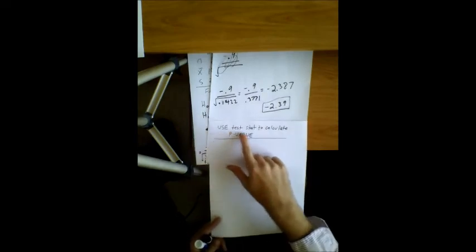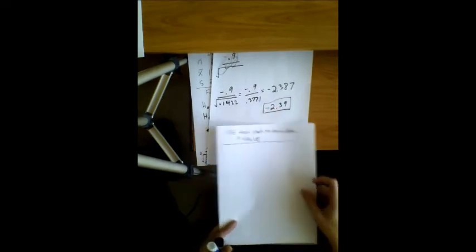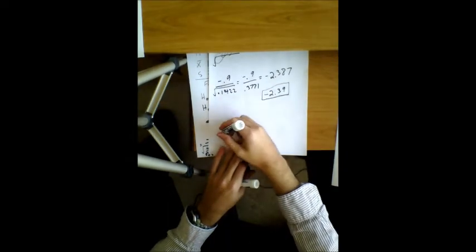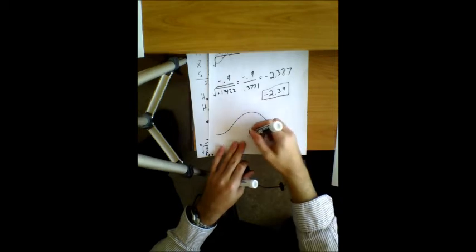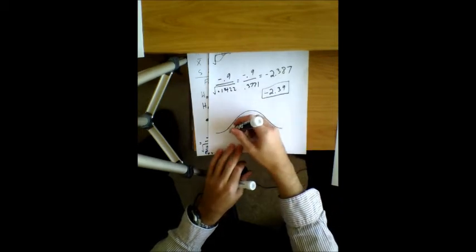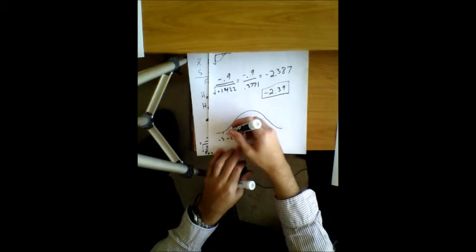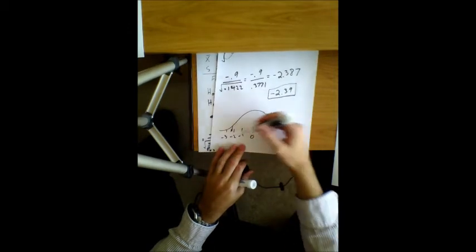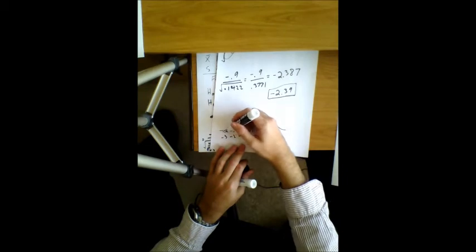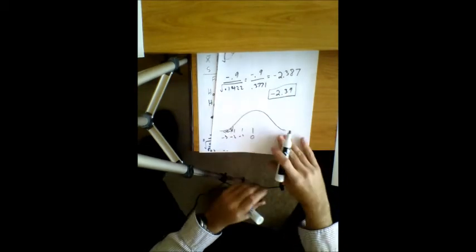The next question says, can we use this test statistic to find the p-value? Now, remember what's happening here. We've got this sort of thing going on with a 0 in the middle, 1, 2, 3. Somewhere our test statistic is here, and we're interested in finding this area. Why is it not on the other side?